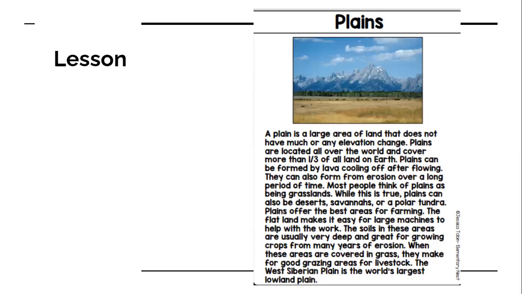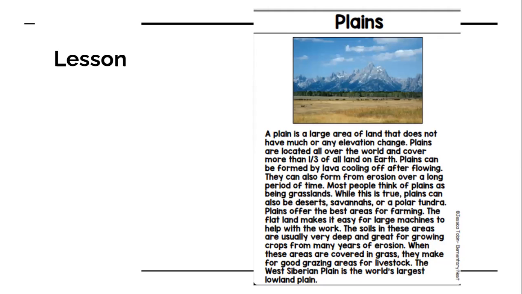Plains. A plain is a large area of land that does not have much or any elevation change. Plains are located all over the world and cover more than a third of all land on Earth. Plains can be formed by lava cooling off after flowing. They can also form from erosion over a long period of time.